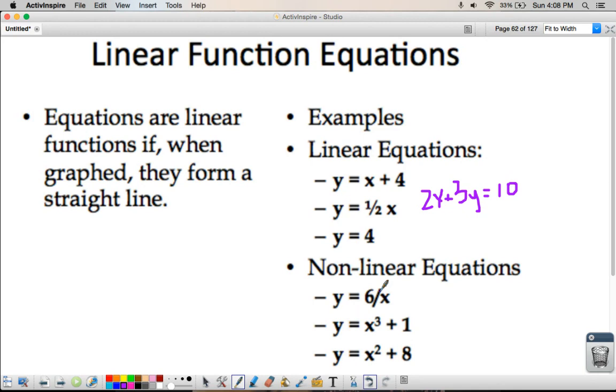Nonlinear equations, you can't have a variable alone in the denominator. You can't have an exponent. And here we have an exponent again. Another thing that you can't have are two variables being multiplied by each other. So if you had 3xy, x and y are being multiplied by each other, so that's nonlinear.